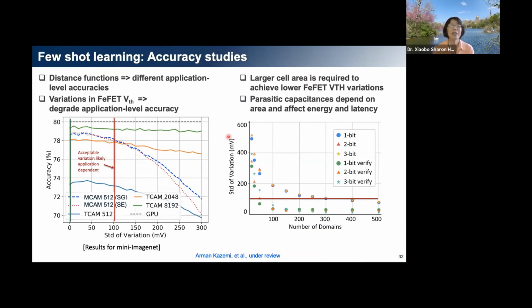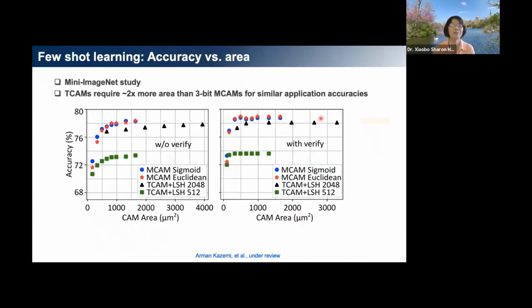So at the end of the day, when you have larger domains, you have larger cell areas. And though it helps on the variation side, it does impact the parasitics. So that means it can lead to higher energy and latency. So let's look at what that really means. Here I have accuracy plotted directly versus the area. Again, I have the MCAMs, I have the Tcams of different sizes.